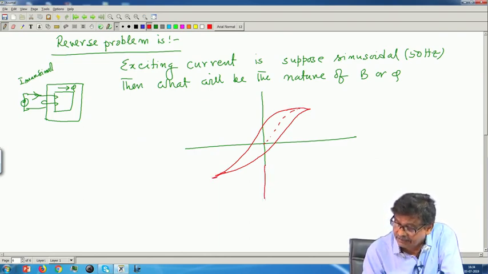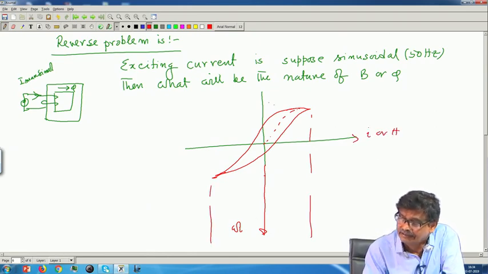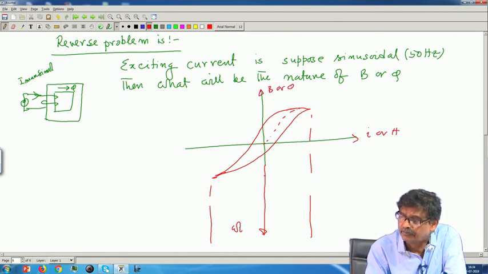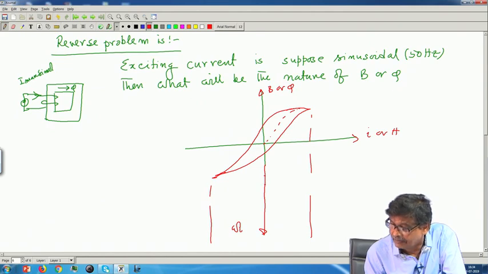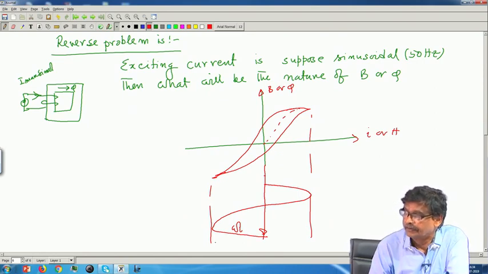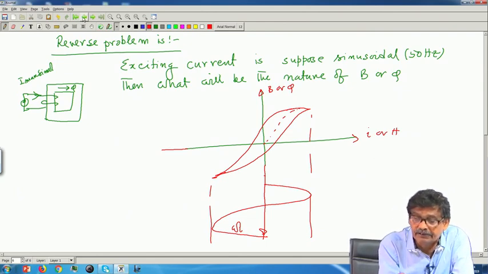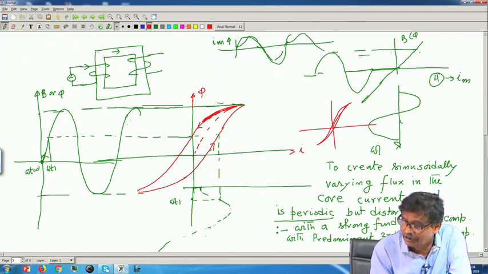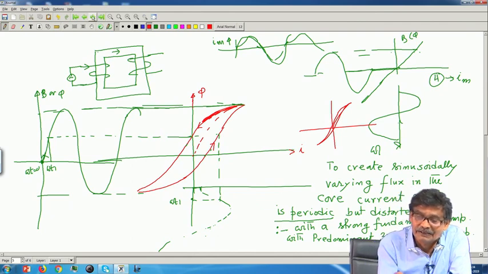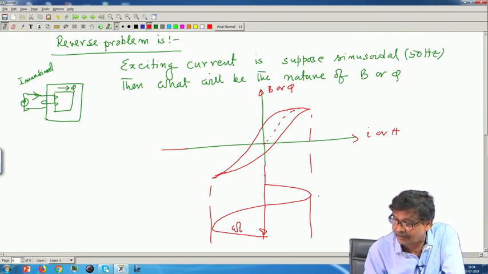Now, what I am telling is this is omega t, and this current waveform, mind you this axis is either current or H. This axis is B or phi for a transformer. I will make the current waveform sinusoidal, 50 hertz, one frequency. Reverse way, current is sinusoidal, what is the nature of B? In the previous case, if you want to create B sinusoidal, the current is distorted. In the same way, if you pass a 50 hertz current, what is this axis? I.